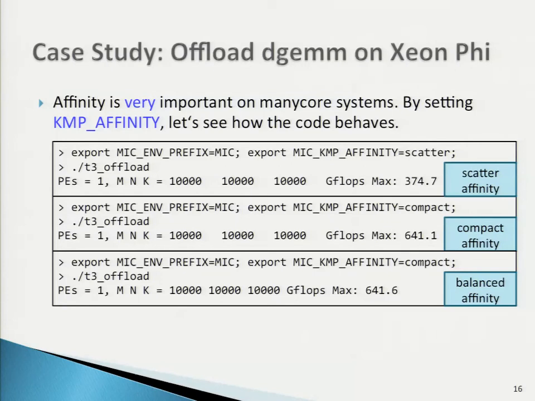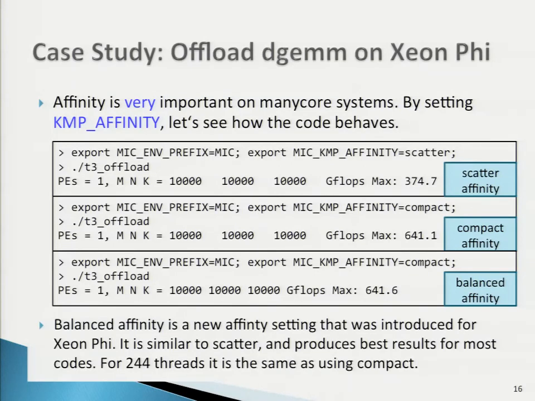And balanced affinity is a new type of affinity that was added just for the Knight's Corner. It's similar to scatter, however, it produces better clustering like this. And it's equivalent to using compact when you fully saturate the device. So we see we've gone from 250 to 640 just by playing around with the affinity setting, which is a pretty big deal. So we're over halfway to the theoretical peak performance.